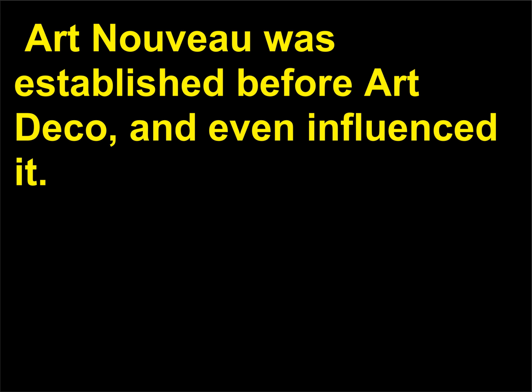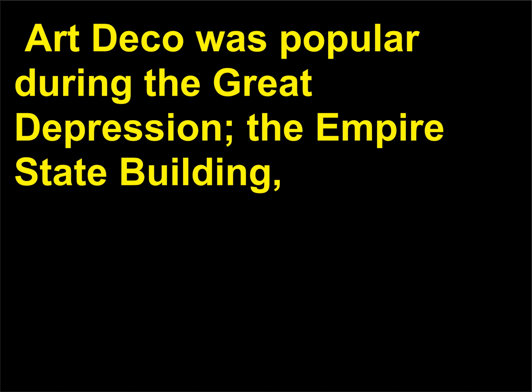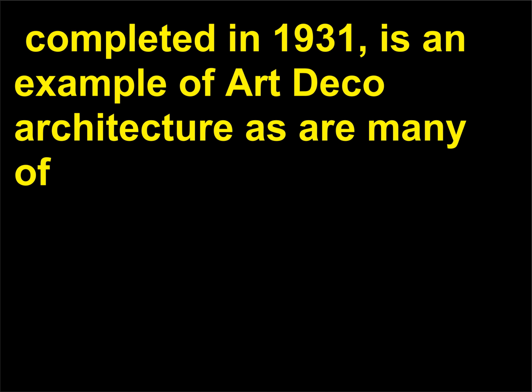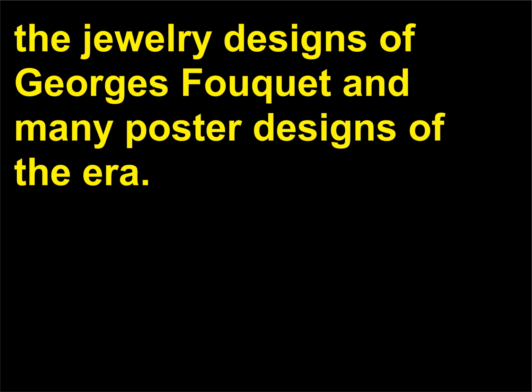Art Déco was popular during the Great Depression. The Empire State Building, completed in 1931, is an example of Art Déco architecture, as are many of the jewelry designs of Georges Fouquet and many poster designs of the era.